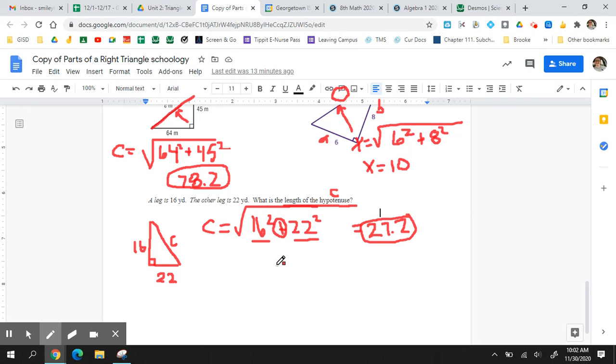Now, tomorrow we're going to look at solving for a leg and how that is a little bit different from solving for the hypotenuse. So come back for tomorrow's lesson.